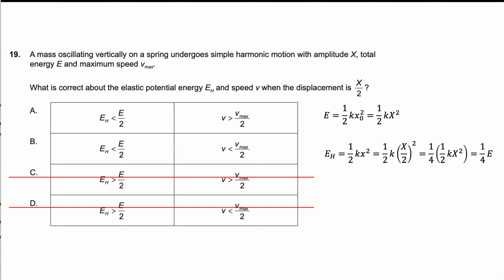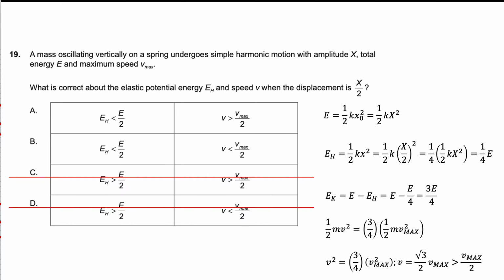How do we do the next bit? Well, we're going to remember that the kinetic energy is going to be simply the energy that's left over, and that's 3E over 4. Okay, and so therefore, our half mv squared is going to be 3/4 of the maximum half m v max squared. We're going to cancel a few things here. Okay, we're going to cancel m and cancel those halves, which shows you that v squared is going to be equal to 3/4 of the maximum speed squared. Therefore, we've got root 3 over 2 v max, which is greater than v max over 2, which means our answer here is A.